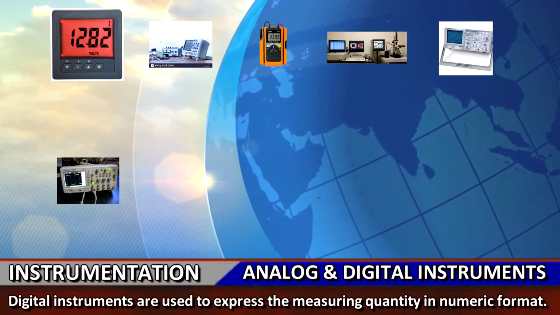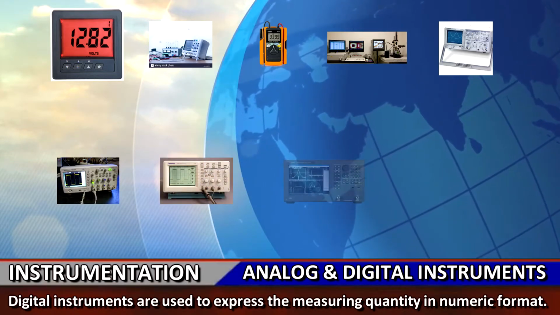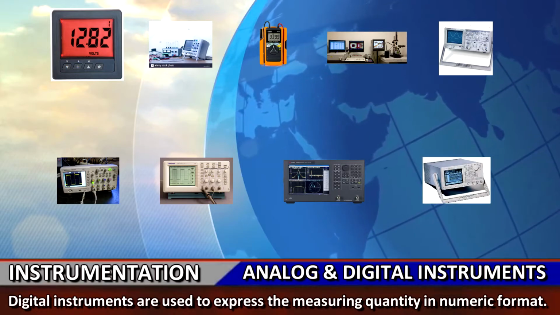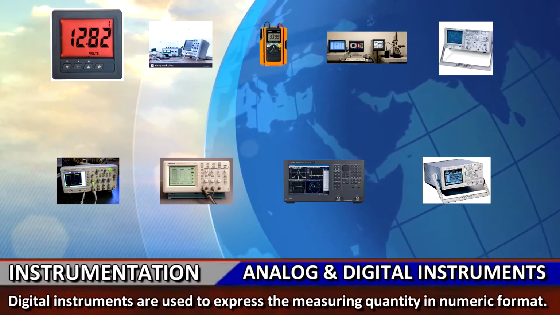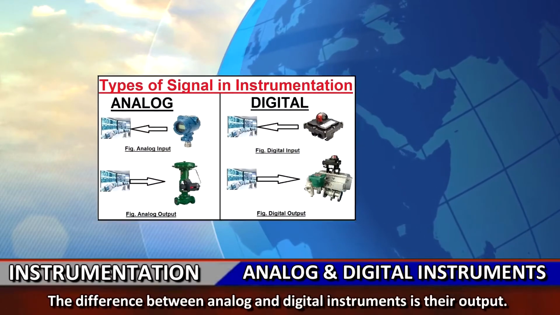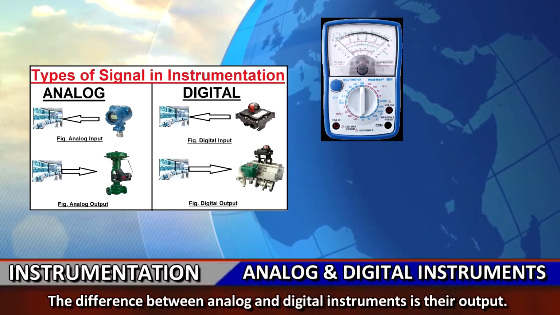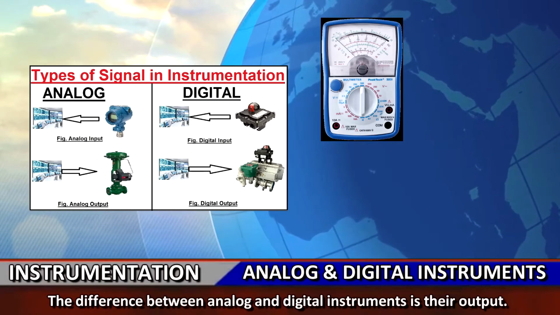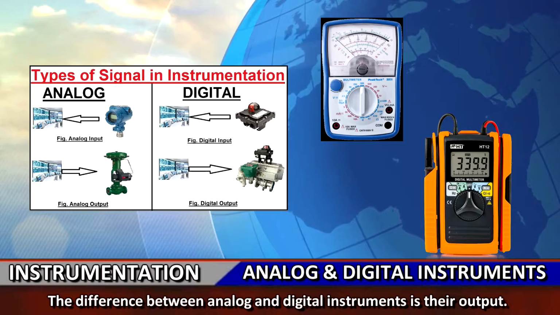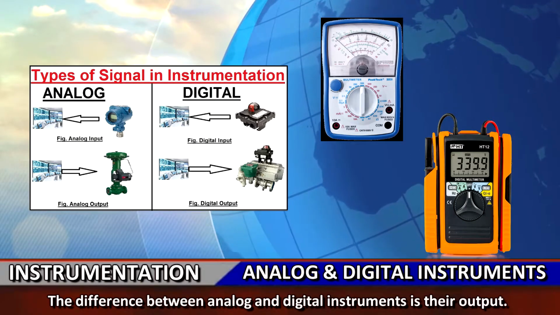So what is the difference between these two measuring devices? Basically, the difference between analog and digital instruments is their output. The output information of an analog instrument is shown by a pointer, while the digital instrument output information is shown by digits or in numerical form.